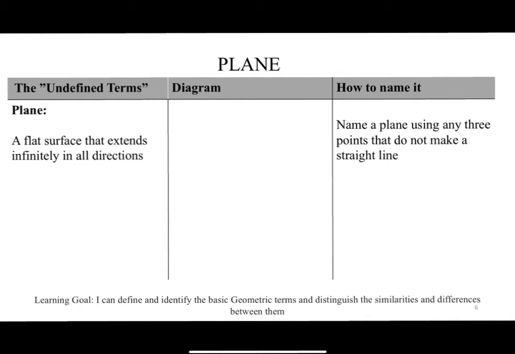Now a plane is just a flat surface that extends infinitely in all directions. Now when we look at what its diagram looks like, you'll usually see a figure like this. But that can be a little bit misleading because it looks like that figure has edges and that it is a finite size, where in reality, like I said, planes are infinitely large and they never stop in any direction.